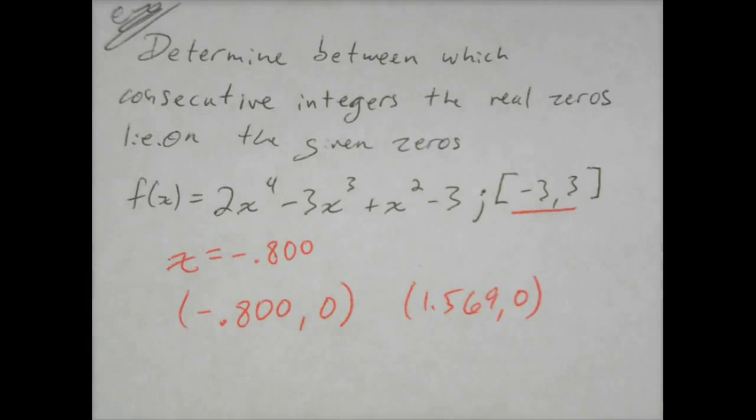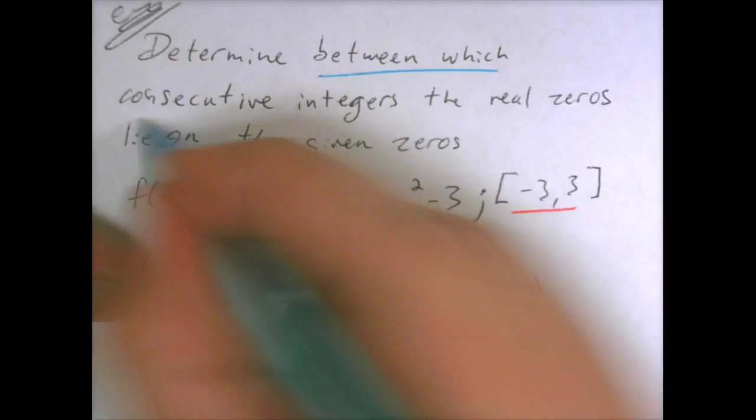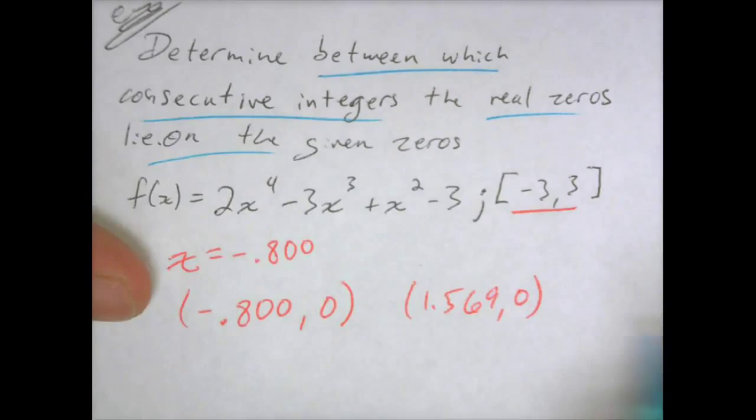Oh, but read the problem, Mr. Pike. Come on, come on. Determine between which consecutive integers the real zero lie. Blah, blah, blah. I should have read the problem.